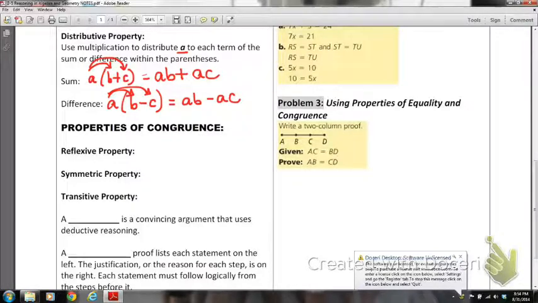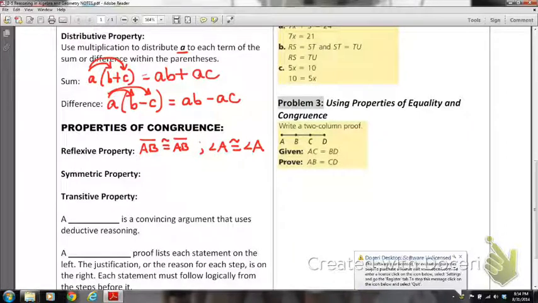Next we have properties of congruence. So properties of congruence apply to segments and angles in geometry. So the reflexive property still just means that anything's equal to itself. So if I have a segment AB, then it's congruent to itself. Segment AB is congruent to segment AB. If I have an angle A, then it's congruent to itself. So that's all that the reflexive property says for segments and angles.